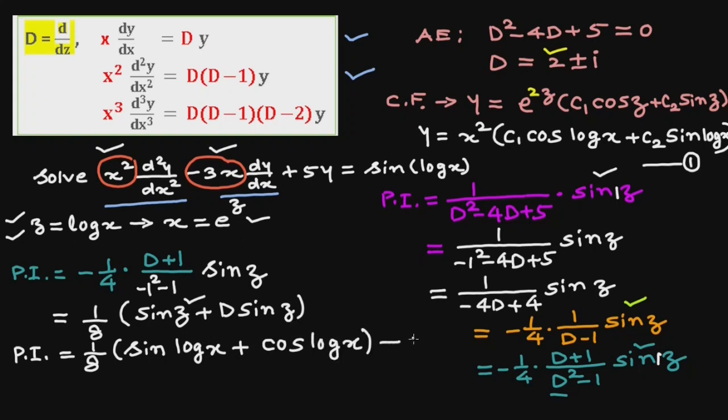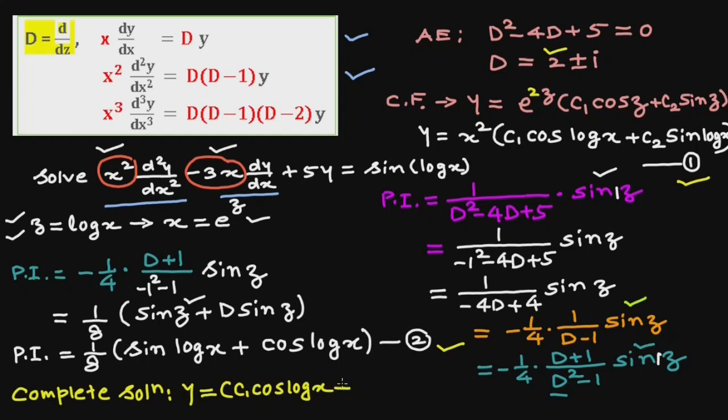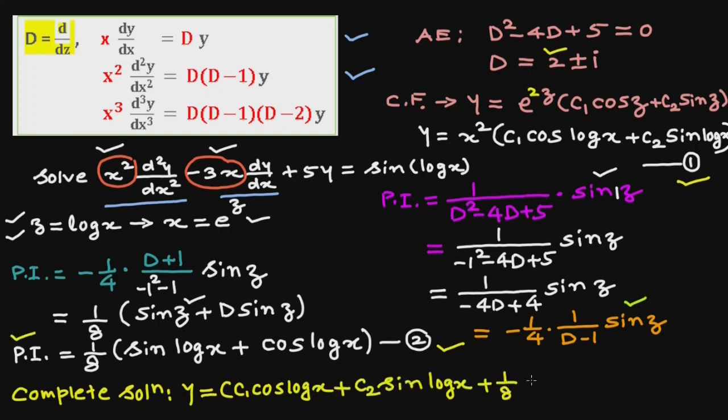We name this 2. Now from this 1 and from this 2 we write the complete solution of Cauchy's equation as y equals c1 cos log x plus c2 sin log x plus this particular integral 1 upon 8 (sin log x plus cos log x).